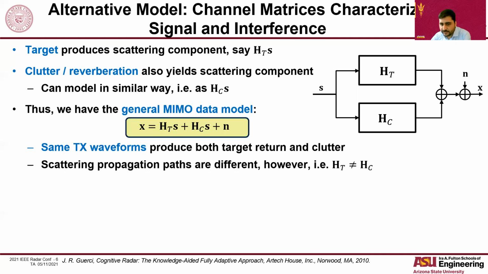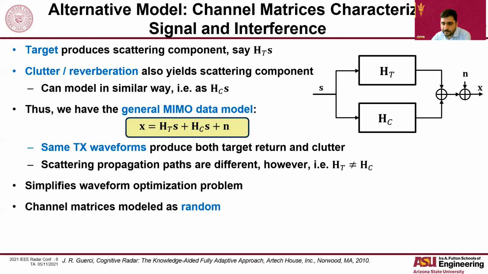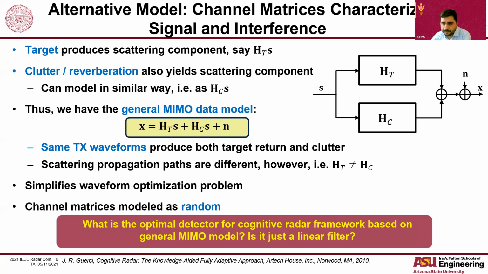Finally, in the general MIMO model, the received data consists of contributions from signal-dependent responses from clutter and target channels and signal-independent noise. Generally speaking, the channel models for the target and clutter will be different. Notice that this model is linear and hence it simplifies the waveform optimization problem. These matrices are usually modeled as random matrices.